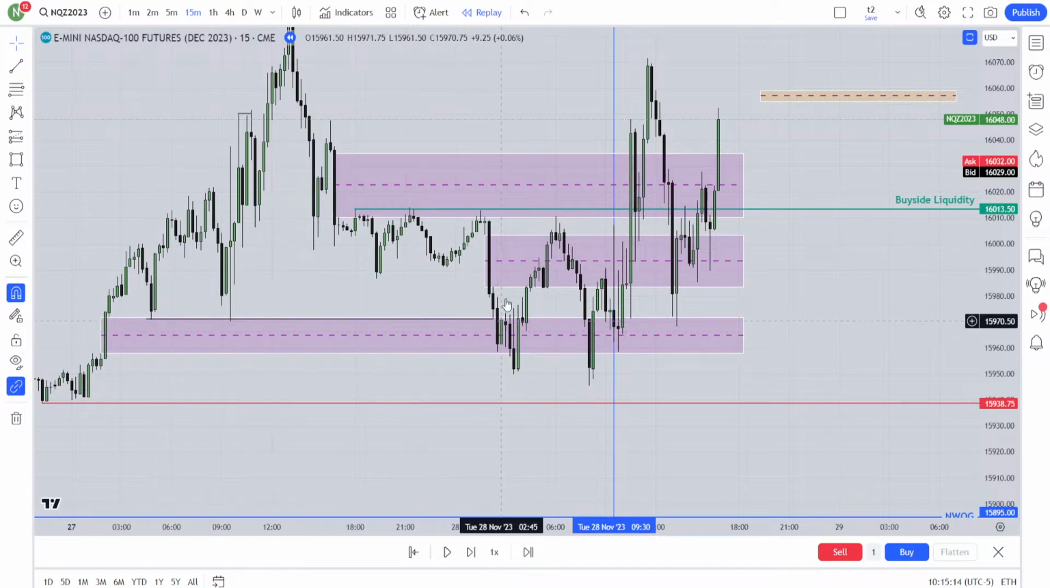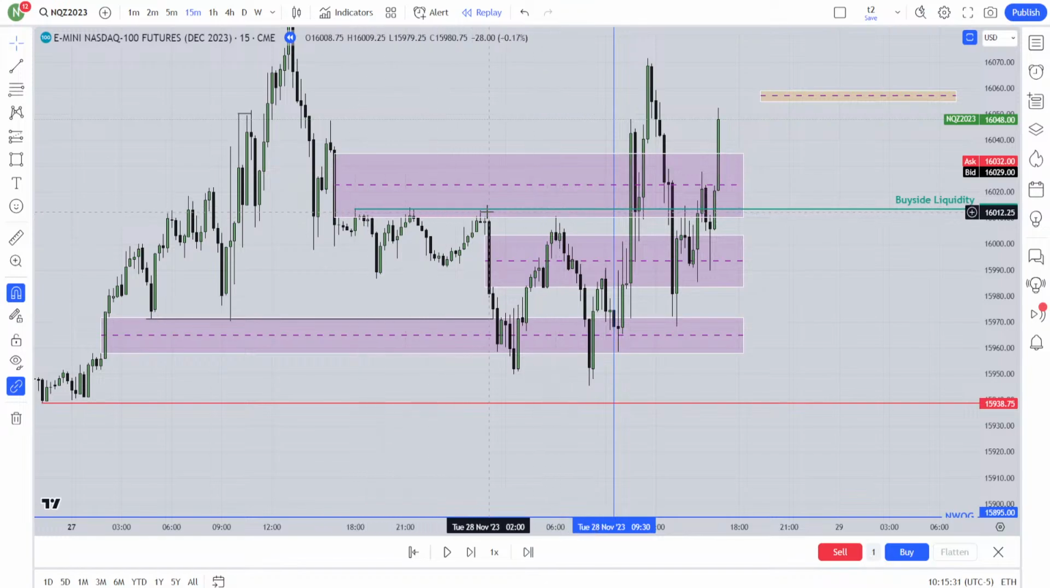So this is the sell side liquidity. Market has taken the sell side liquidity. It came to the lowest parabolic gap, fake breakout. It went higher, failed to take the buy side liquidity. I'm just repeating the things. It failed to take the buy side liquidity.